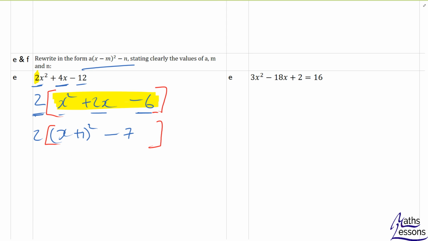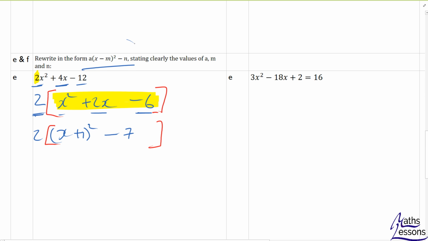If I was just doing it by rote, let's just quickly do it by rote. So it's all pretty similar. I still need the x plus 1 squared, take away the 1 squared, and then add on the number I want again. So minus 1 squared is minus 1, plus minus 6 gives me minus 7. Okay, so I've got to there.